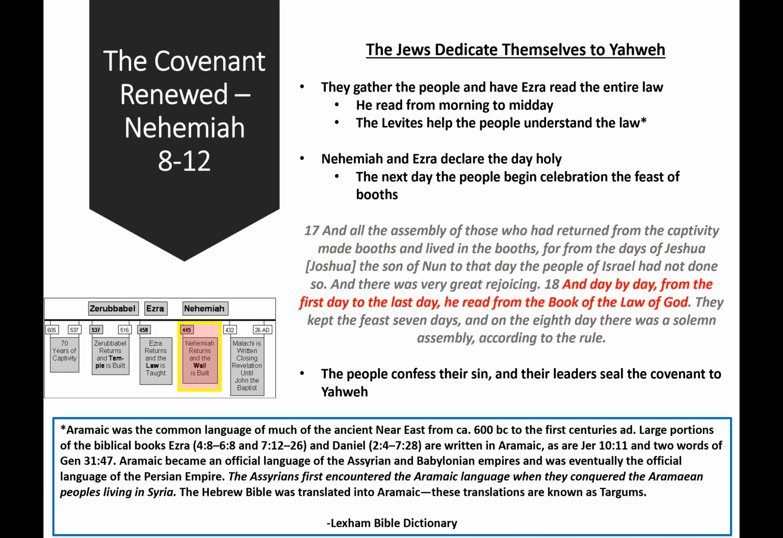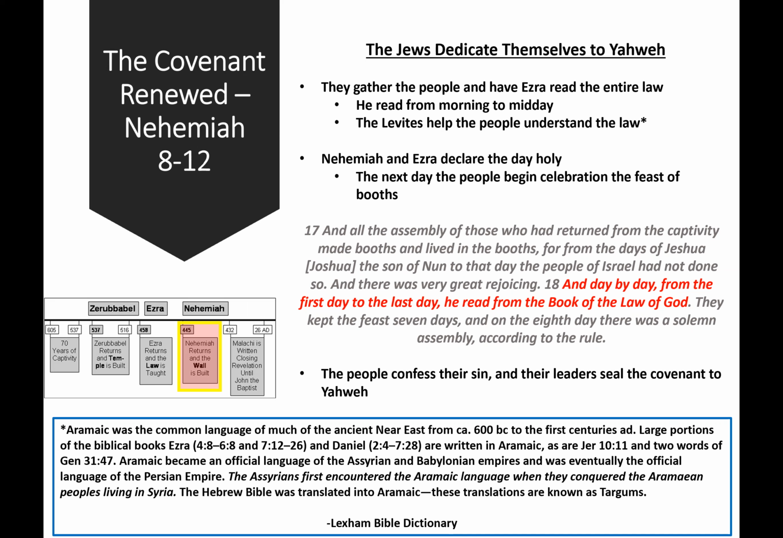The Assyrians first encountered the Aramaic language when they conquered the Aramean peoples living in Syria. The Hebrew Bible was translated into Aramaic. These translations are known as Targums. All right, so these Targums were to come later. For now, the people have the Bible or the law in Hebrew. And so while they were exiled, the Levites, the people who were meant to be priests, continued to learn Hebrew and to study in Hebrew.